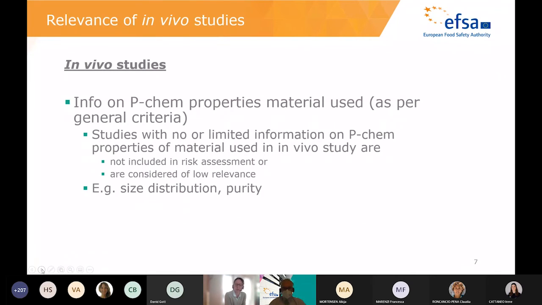And we are talking here about information like the size distribution and the purity, but also a number of other physicochemical properties that are indicated. Please, next slide.